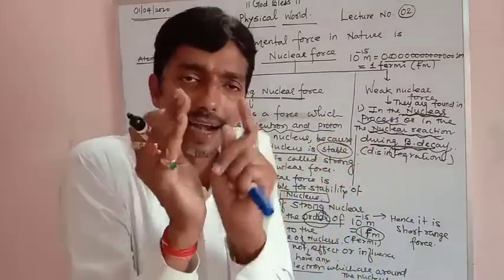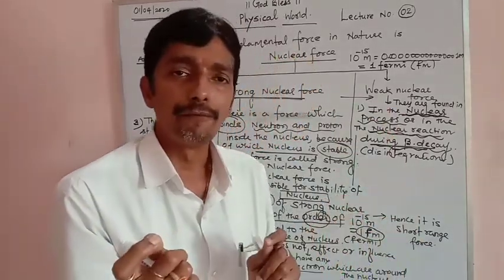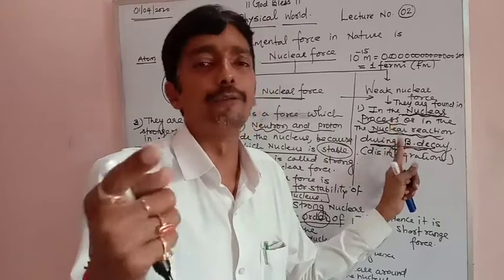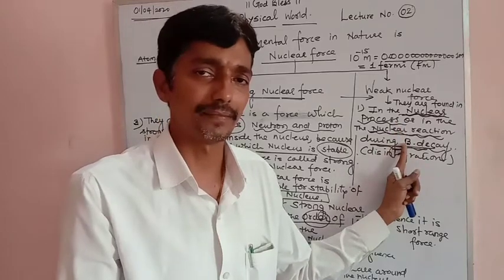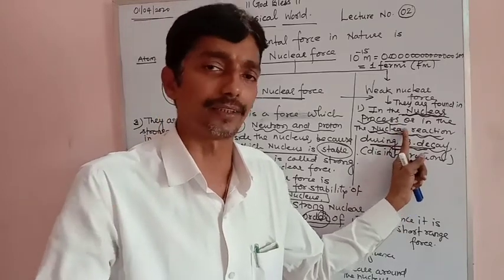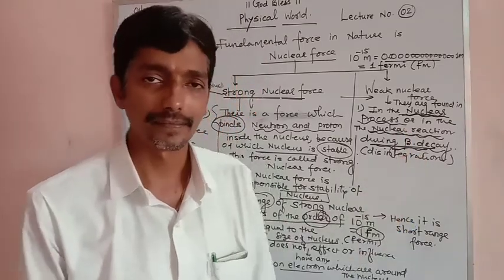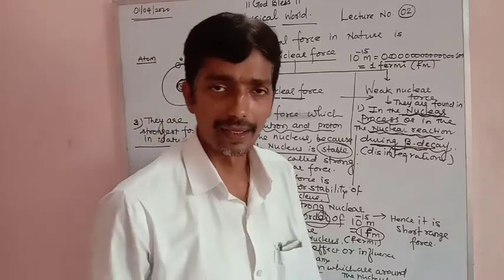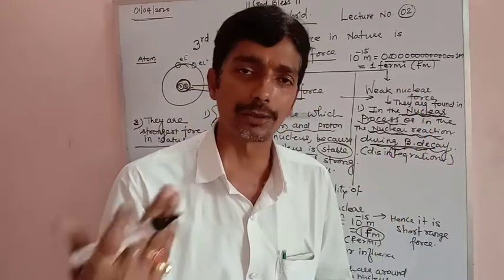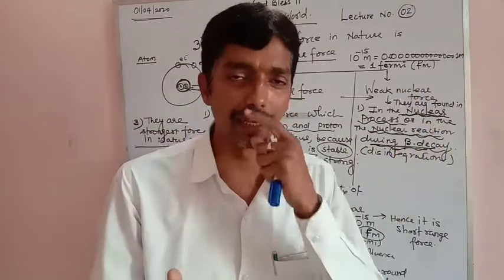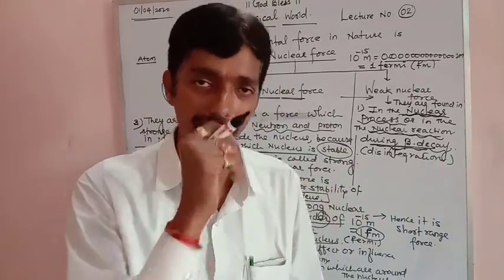I said only that right now you should be aware of this much, that this weak nuclear force is observed in the nuclear reaction, during the nuclear process. And where? During beta decay or beta disintegration. So this much you should be aware of. Am I clear? The rest is further study of nuclei when you do class 12. Then you will come to know, because under beta decay also right now it is difficult to say.